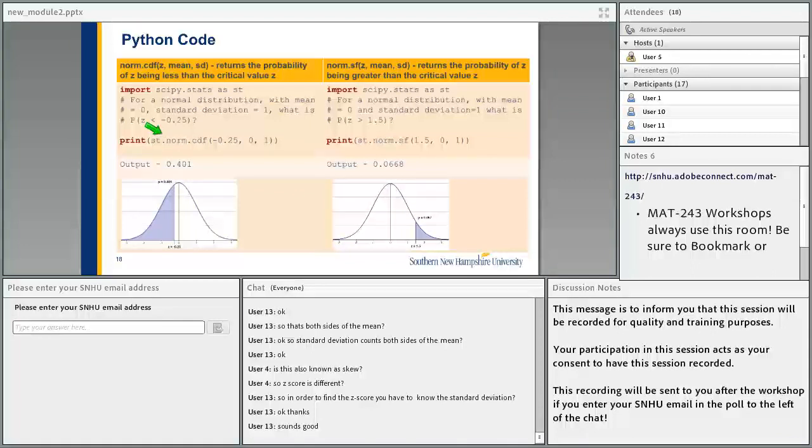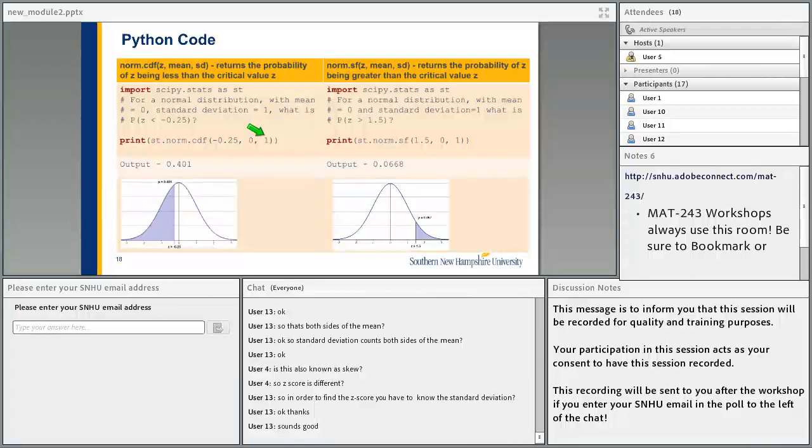And in order to do that, we use the Python function st.norm.cdf. So it takes your z critical value. This is just an example. As we go through the next few modules, we will get different values for z, and then we'll be finding the probabilities of getting a value less than or greater than that value. For an example, I have taken negative 0.25. The mean is 0 and the standard deviation is 1 because this is a standard normal curve.